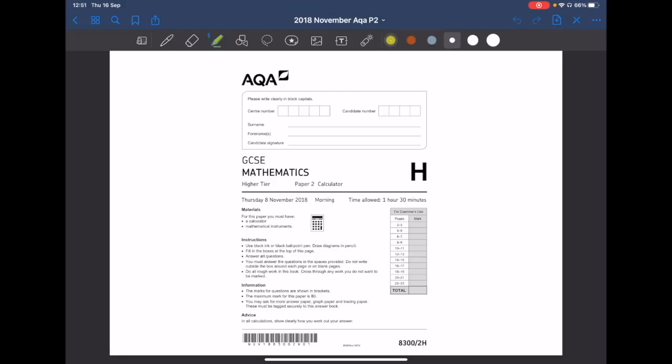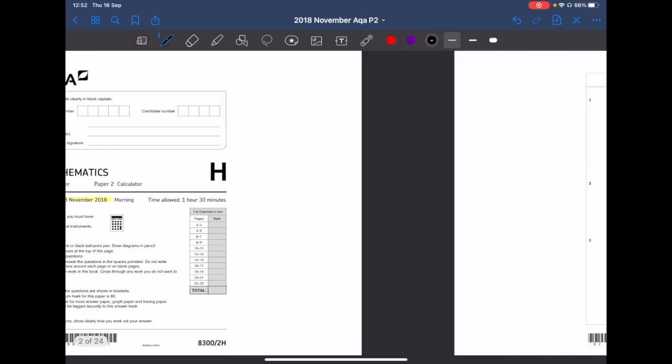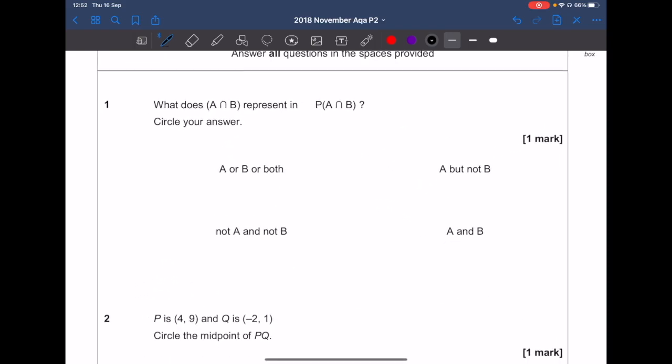Today we're going to go through paper 2, November 2018 for AQA, and hopefully this can help you through these questions. So what does A and B, that symbol, stand for? A and B represent, so therefore B, A and B. This is the one we're after.